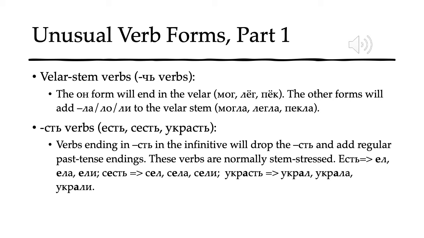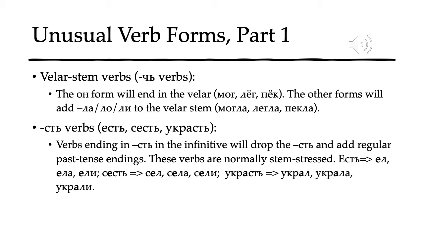In the past tense, the он form, the masculine form, will just end in the verb's velar. So you have to know whether the verb has a г or a к as its velar. And then the masculine past tense will just end in that velar. So мочь becomes мок, spelled мог. Лечь, to lie down, becomes лёк, spelled лёг. Печь, to bake, becomes пёк, spelled with a ка, just like it's pronounced.